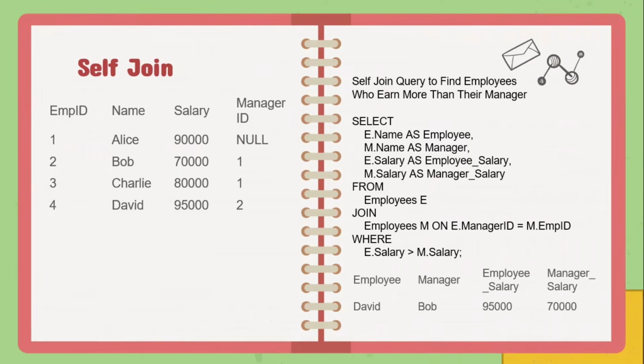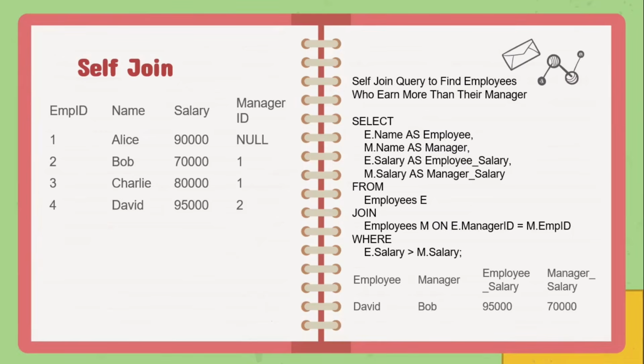Let's see the self join more briefly. Suppose this is the data. If you analyze the first row, the employee ID of Alice is 1 and her manager ID is null. Let's say the second row, Bob's employee ID is 2 and his manager ID is 1. So that means Bob's manager is Alice. In a case like that, we will be using self join, where we have to join the table with itself.